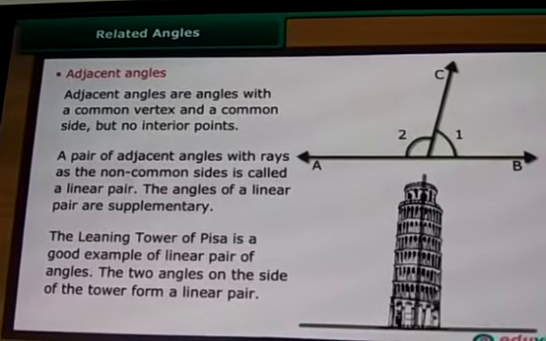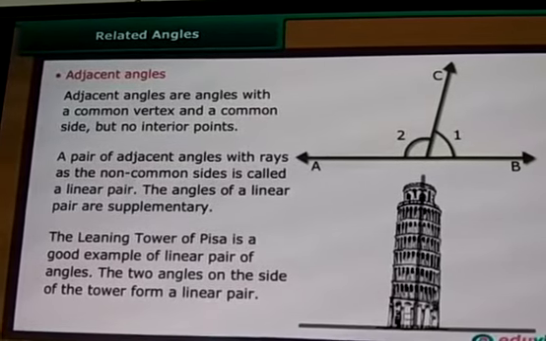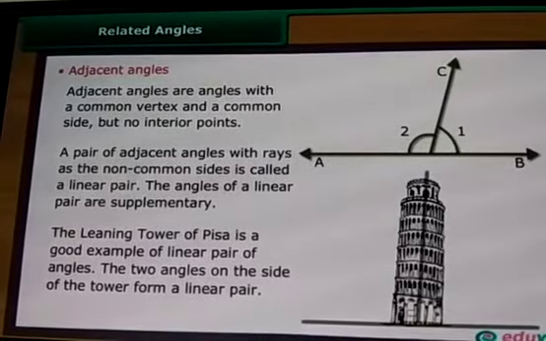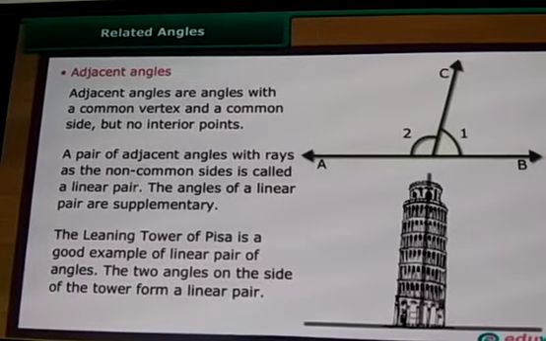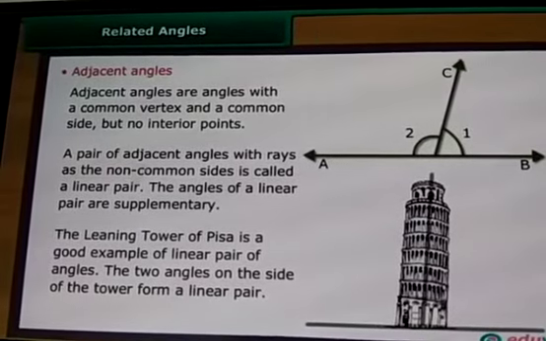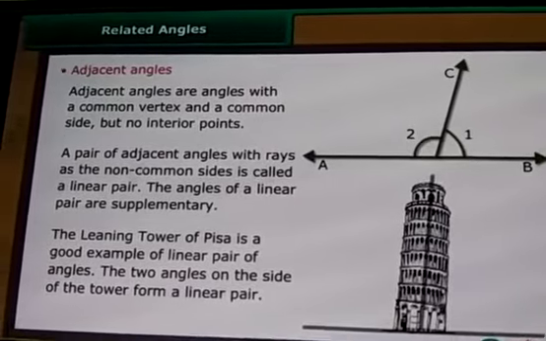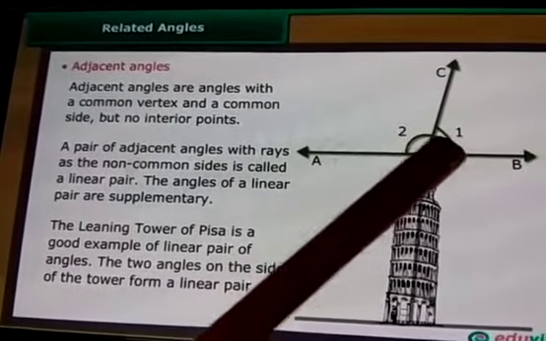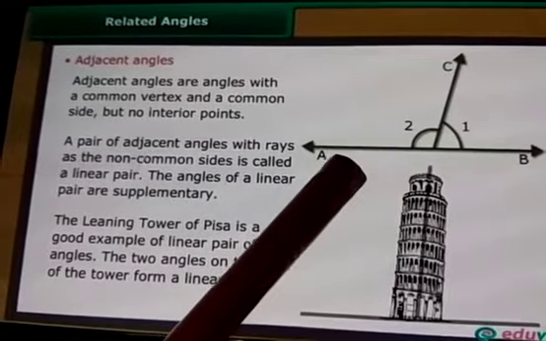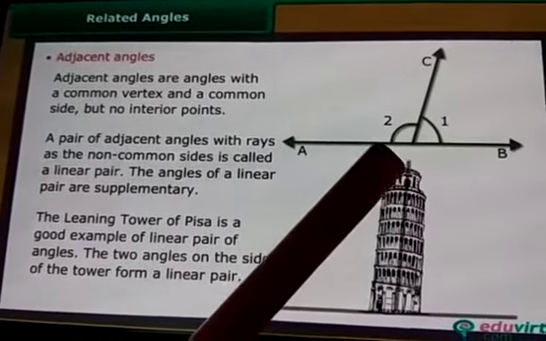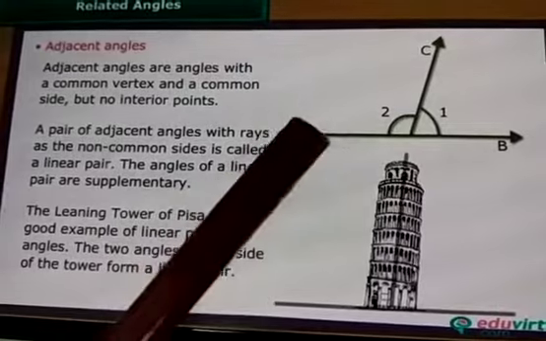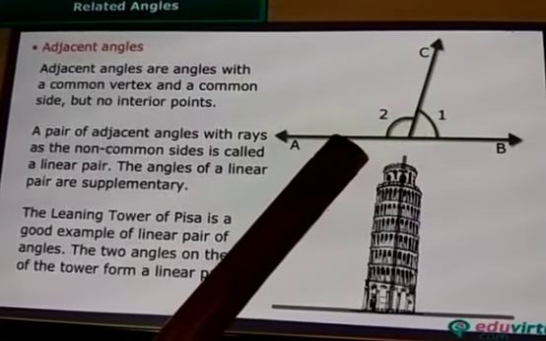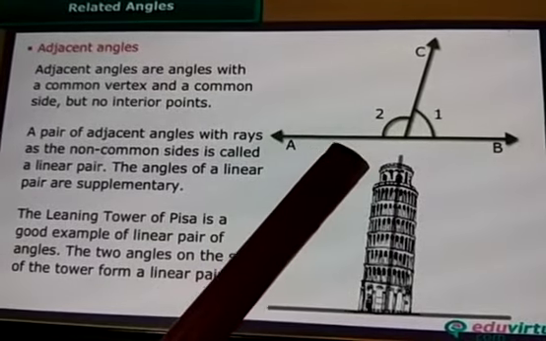A pair of adjacent angles with rays as the non-common side is called a linear pair. Here only you can learn what is a linear pair. Linear pair is nothing but two adjacent angles with the sum of 180, known as what? Linear pair. It is also known as supplementary. We'll come to that. The angles of a linear pair are supplementary angles.